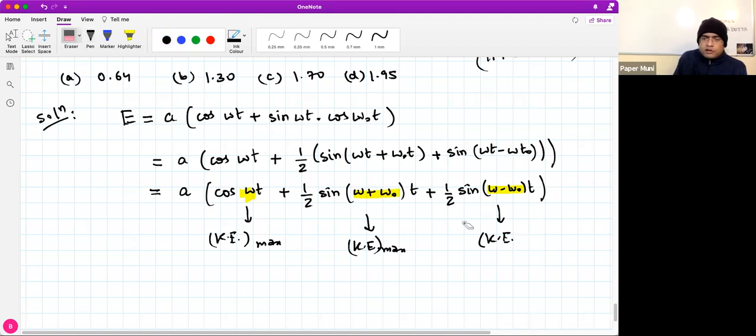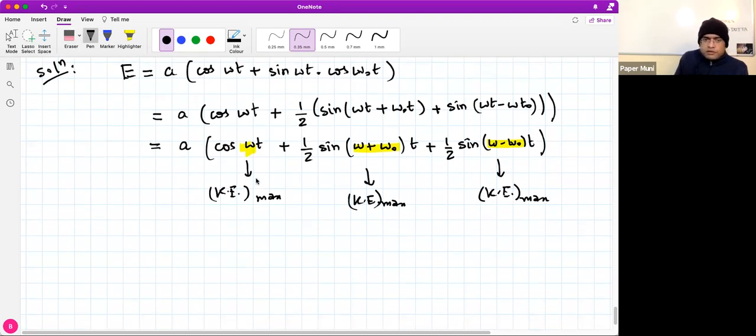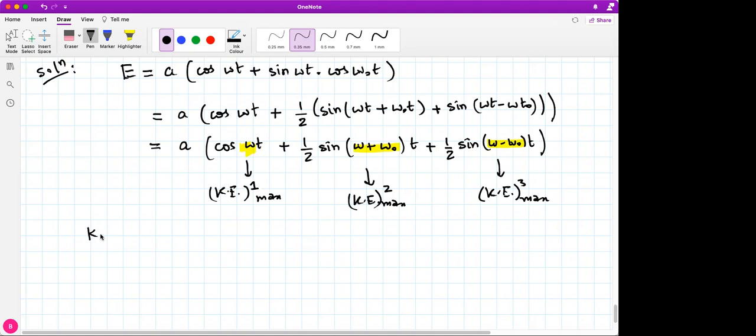So what will happen in this case, which one will be the maximum? Let's say this is one, this is two, this is three. So in this case, which will have the maximum value? Second one. Two will have the maximum.